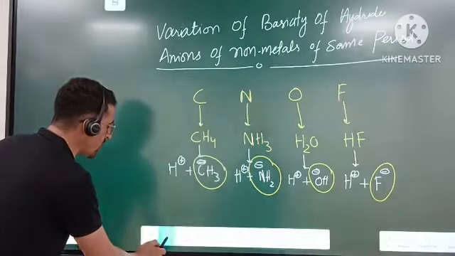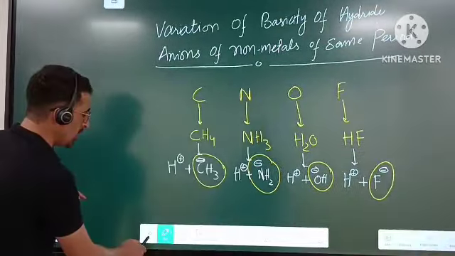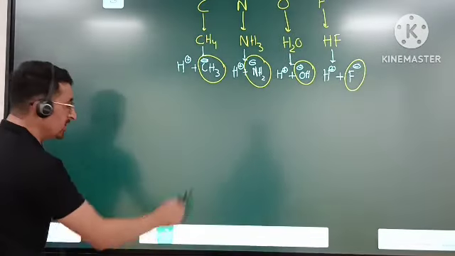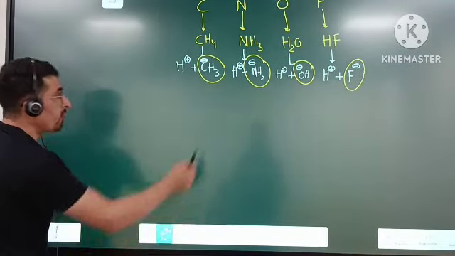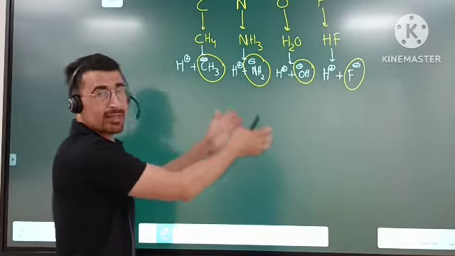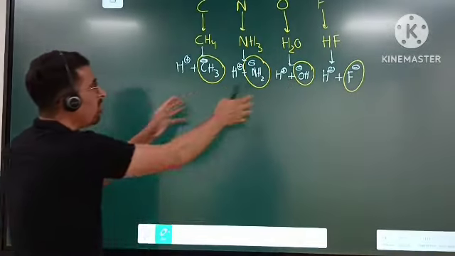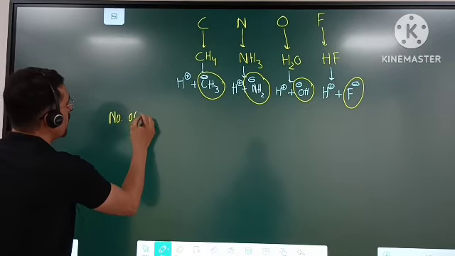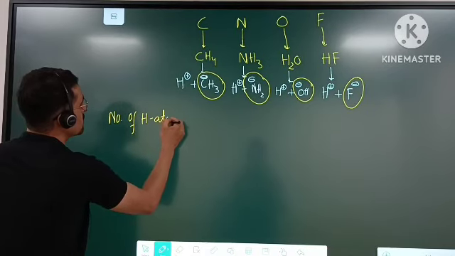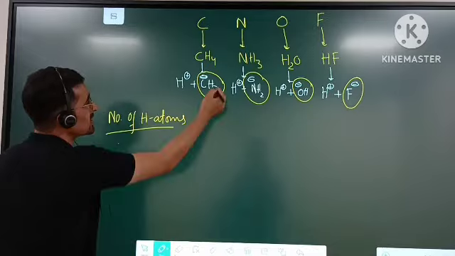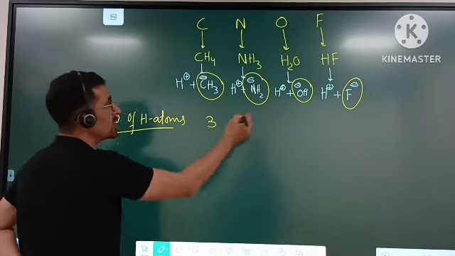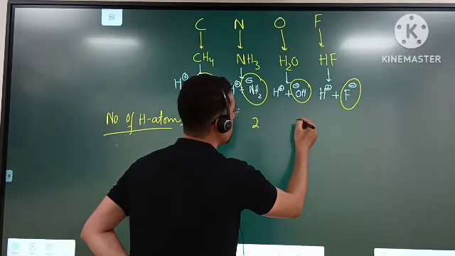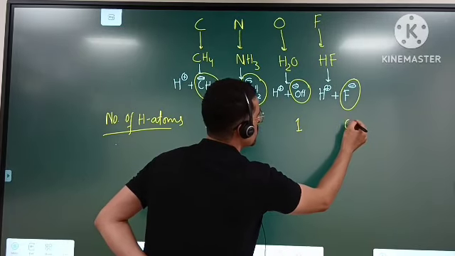Now if we talk about their basicity, we have to apply a concept. If we calculate the number of hydrogen atoms in all these four species, in case of CH3 we have 3 hydrogen atoms, in case of NH2 we have 2 hydrogen atoms, in case of OH 1, and here 0.